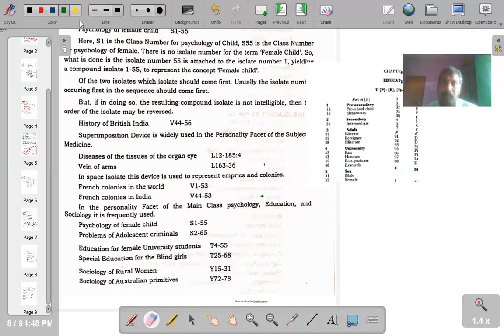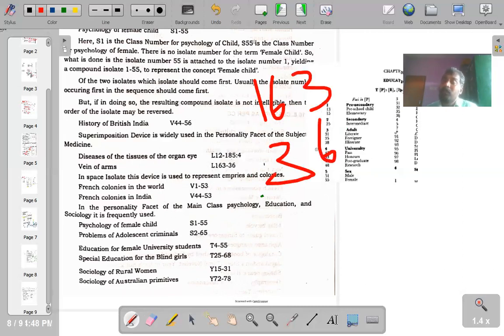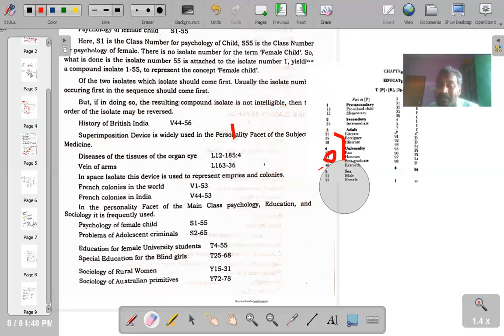I'll give you another example also, no problem. For example, you take this example. What is the example? Veins of arms. So one number is 163, another number is 36. So which number is bigger? We should take the first 2 digits and compare whether 16 is bigger or 36 is bigger. Which is smaller? 16 is smaller. That is why we have written 16 first, and then 36.